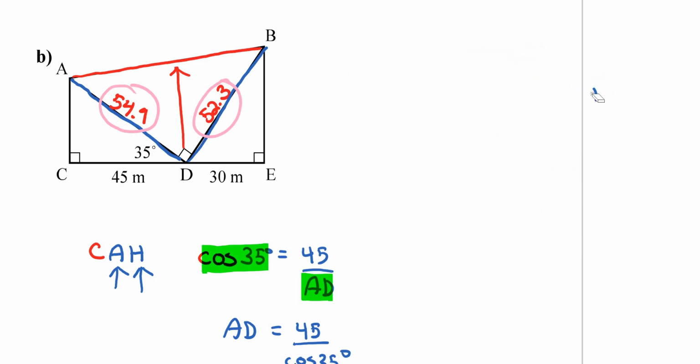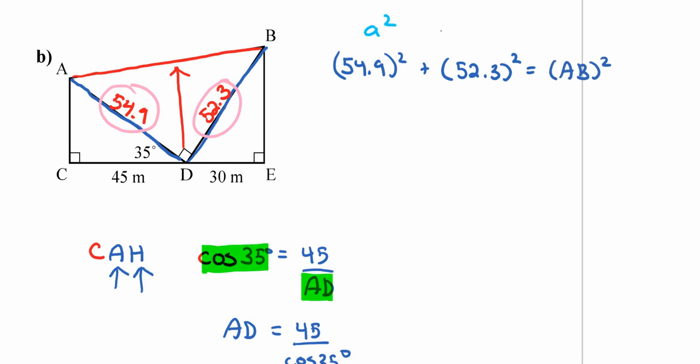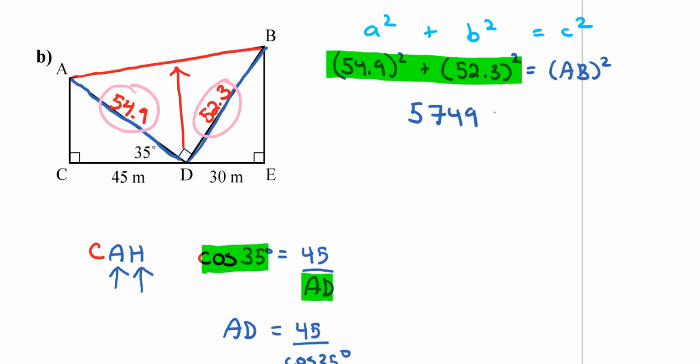Okay, so let's find the value of AB here. Using the Pythagorean theorem, you take your legs, 54.9 squared plus the other leg, 52.3 squared, and that will equal your hypotenuse squared, which is AB squared. In the formulas, it's usually written as a squared plus b squared equals c squared. My legs are 54.9 and 52.3, and my hypotenuse is AB. If you input all this into your calculator, I get a value of 5749.3, and that equals AB squared.